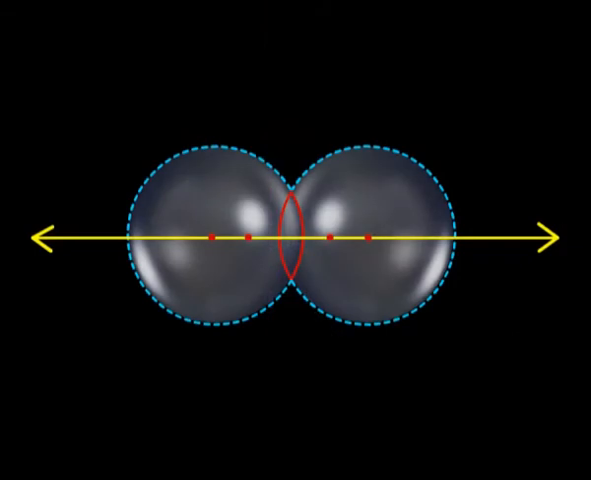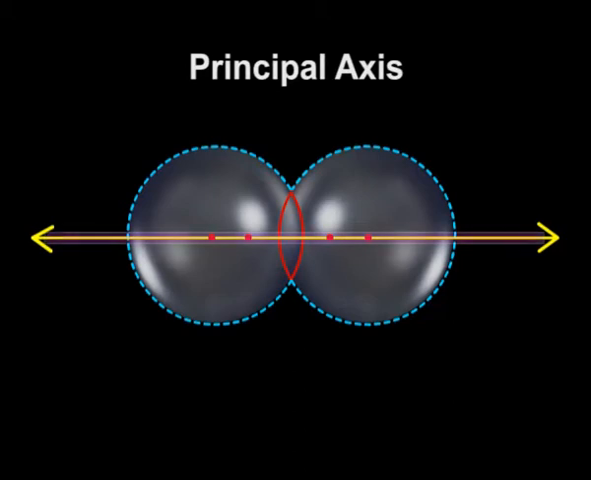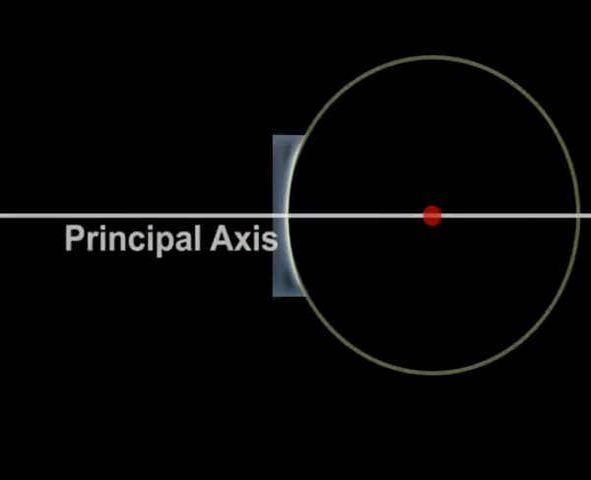Next important term is principal axis. It is a straight line passing through the centers of curvature of the spherical surfaces of a lens. If one of the surfaces is plane, then the principal axis is defined as the straight line passing through the center of curvature of the spherical surface and perpendicular to the plane surface.